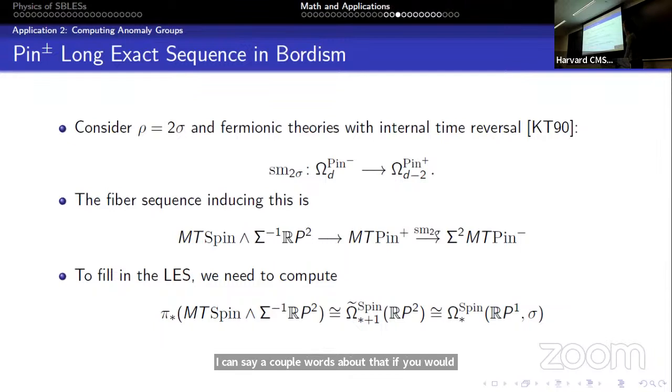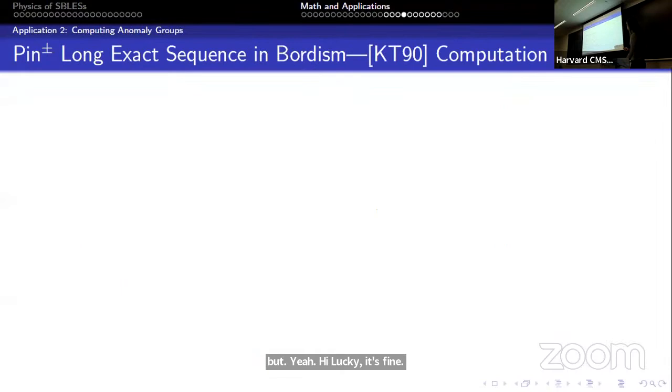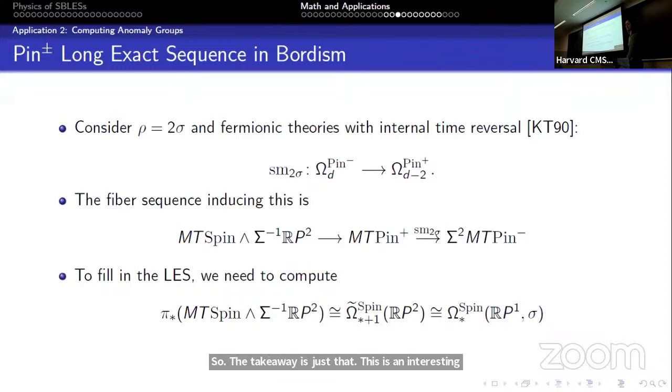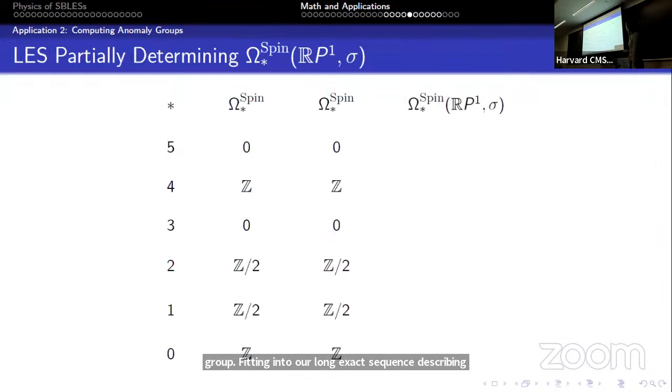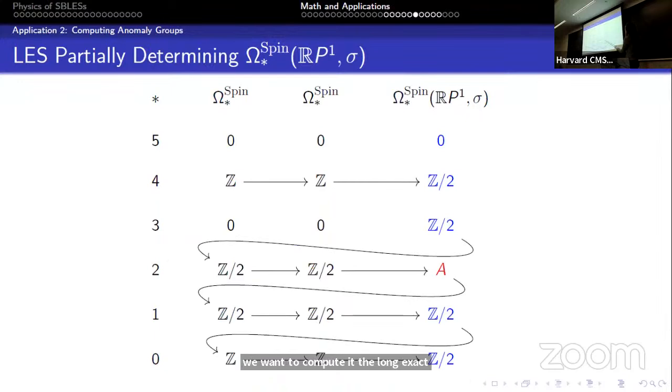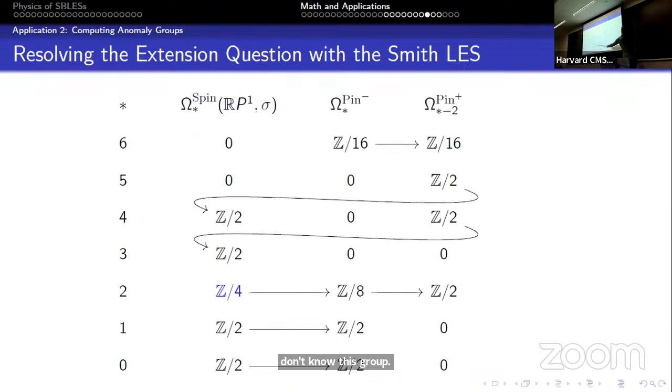So the takeaway is just that this is an interesting group fitting into our long exact sequence describing some anomalies, describing some physical process. And if we want to compute it, the long exact sequence is a really helpful tool, because from this original approach, we don't know this group. And from the symmetry breaking long exact sequence, we can very easily see what this group is. So it's a helpful tool.